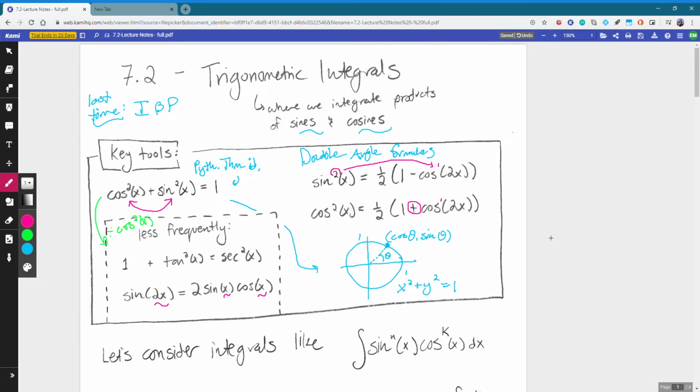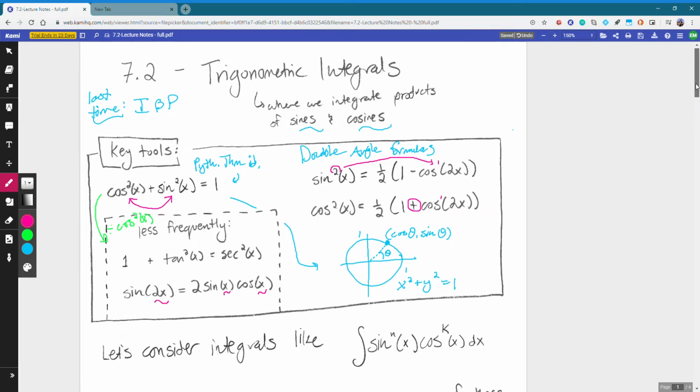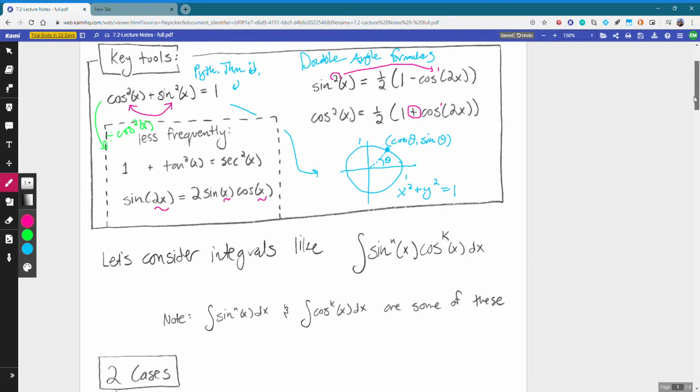All right, so that's our bag of trig formulas. Let's take a look at the strategies that we're going to be using.